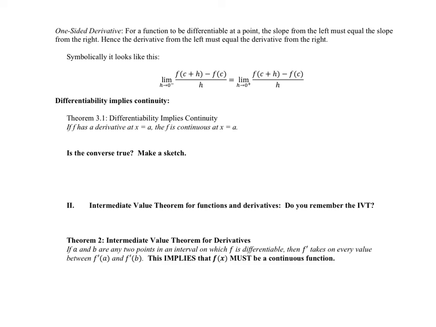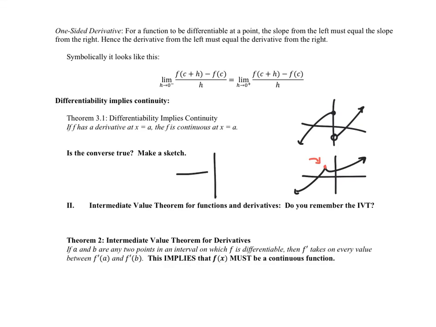All right, so theorem 3.1, differentiability implies continuity. If f has a derivative at x equals a, then f has to be continuous at x equals a. So if a function is not continuous, for example, this function here, all right, it can't be differentiable. Can a function be continuous but not differentiable? Sure, right? We talked about that on the previous slide. That's a continuous function, but it's not differentiable right there, right? But what if a function is differentiable? Hey, it's smooth everywhere. So if it's differentiable, it's got to be continuous.